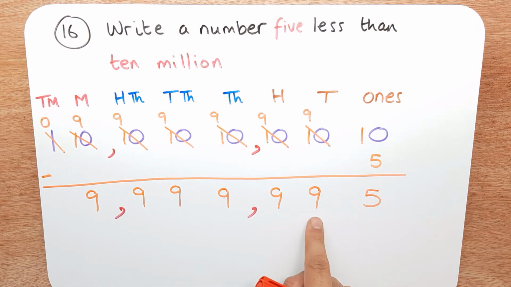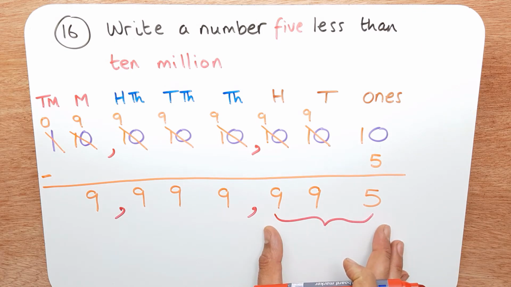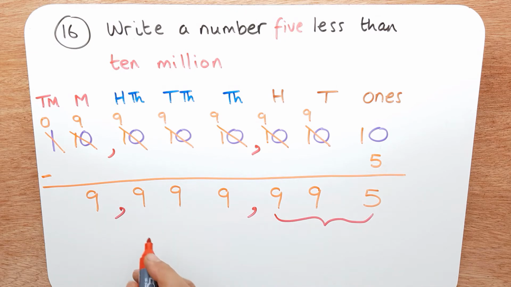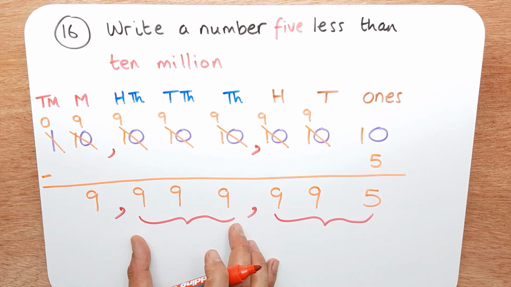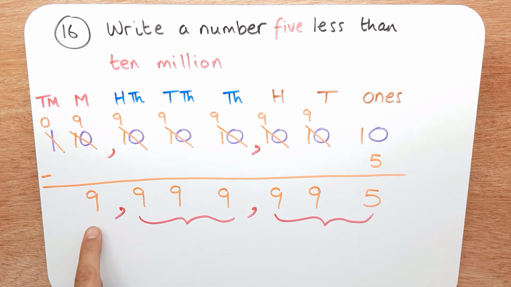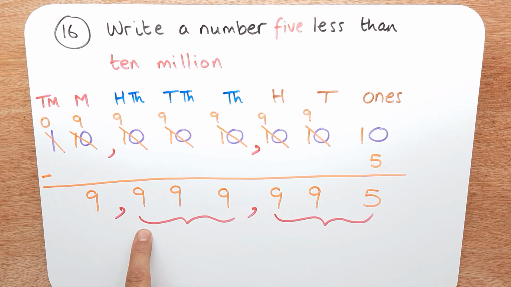As before, 1, 2, 3. So think of that as your thousands. That together will be your millions. So we have 9 million, 999,995.